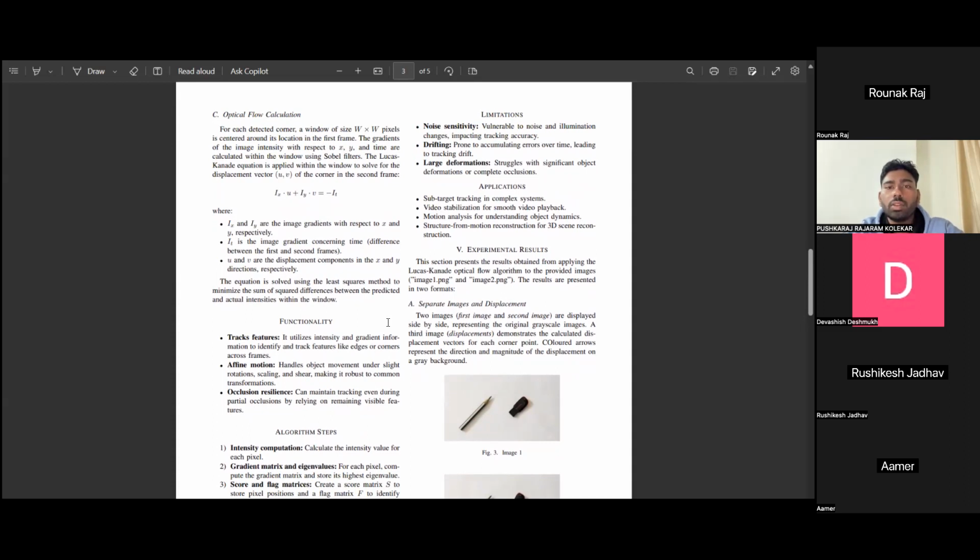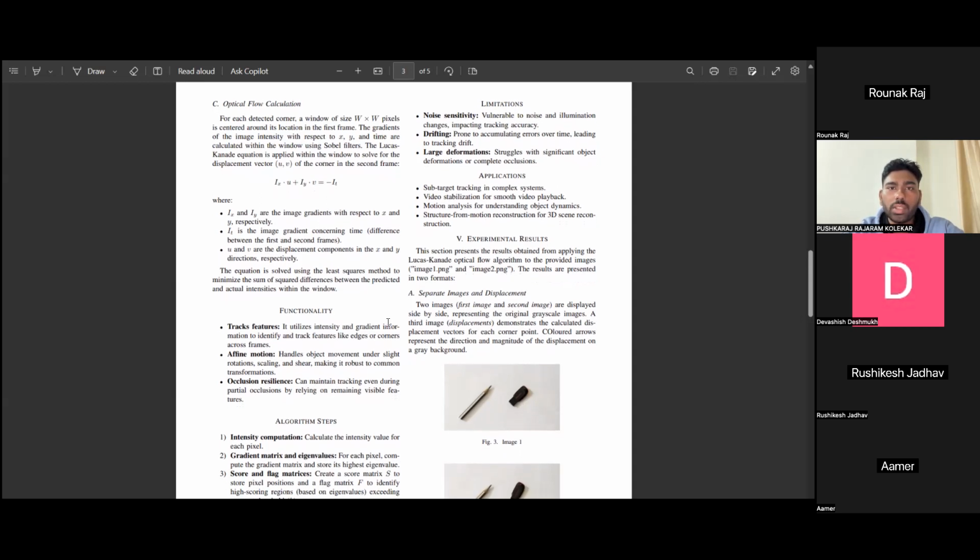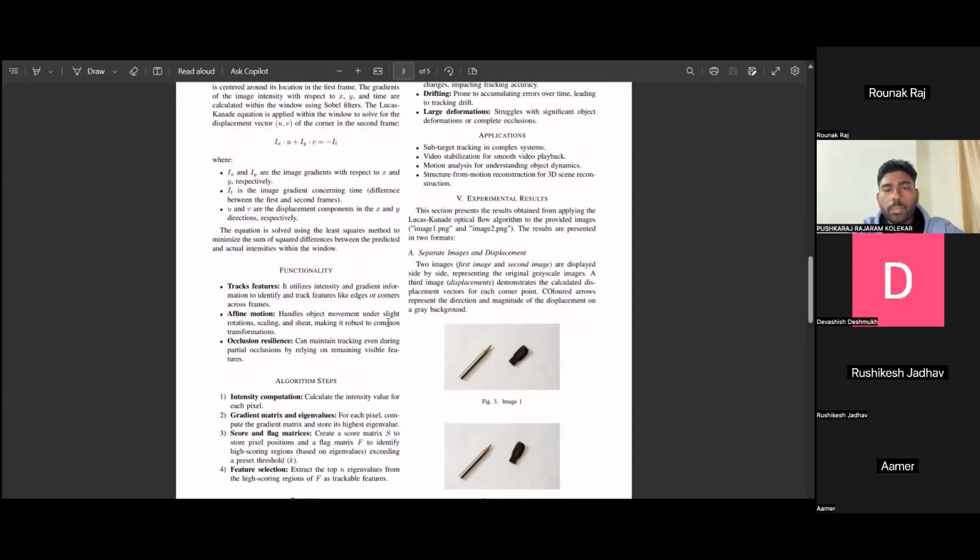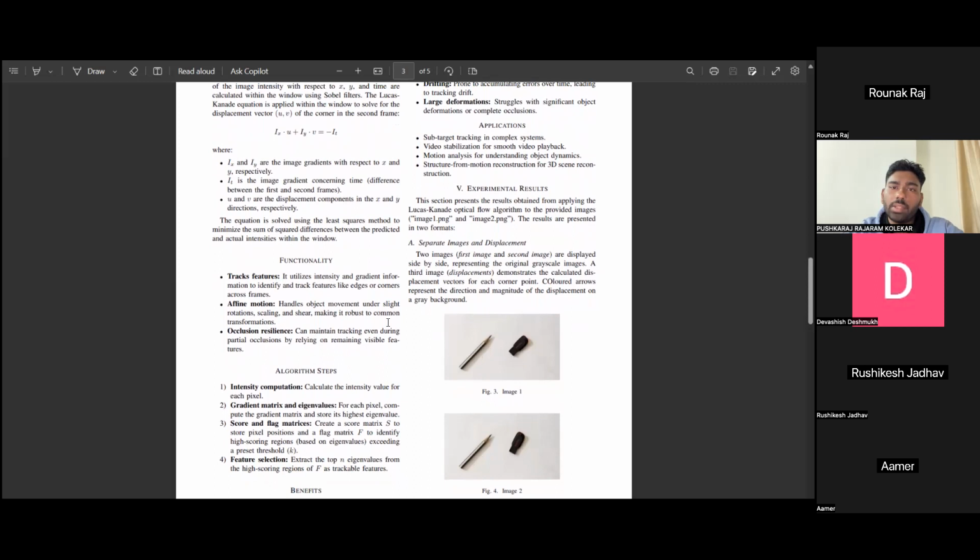By utilizing all this methodology, we can get the most accurate and robust object tracking possible in a video frame. Our approach focuses on the image edges, which are rich in information for image tracking. We are using a video as an input. First, as we have seen earlier, there will be intensity computation. Then a gradient matrix and eigenvalues will be calculated for each to get the dominant direction of change. Third, we will have a score and flag matrix. And fourth will be the feature selection.